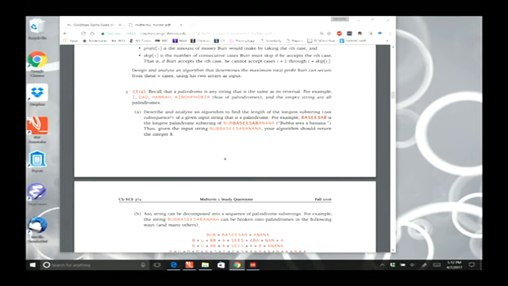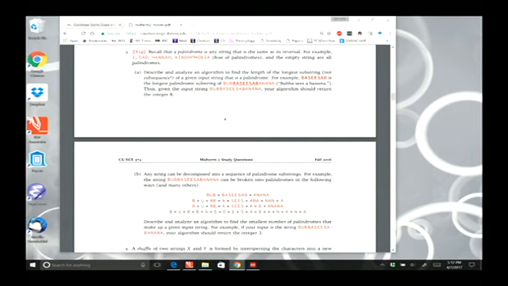Okay. You want to do 3? Okay. 3 is what? Palindromes. Find the length of a longest substring of a given string that is a palindrome, not subsequence. Okay. 3A is just to fool you, right? Yeah. 3A is very easy.